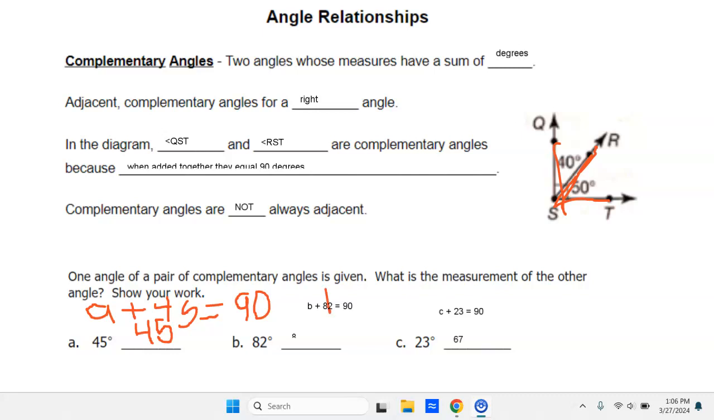So the answer for the complement to 82 degrees would be 8, because 82 plus 8 equals 90. And the complement for 23 degrees would be 67, because 67 plus 23 equals 90.